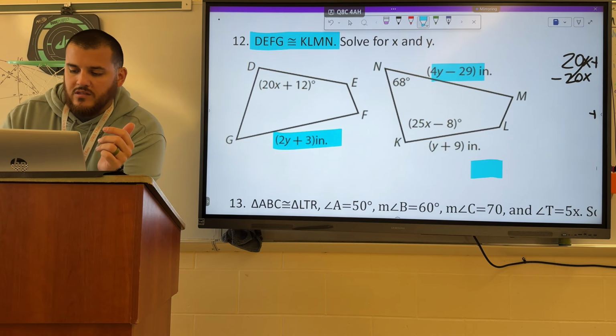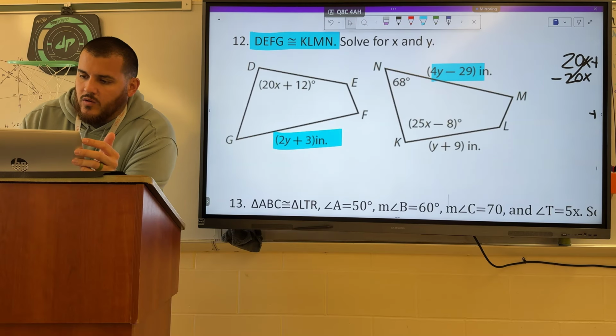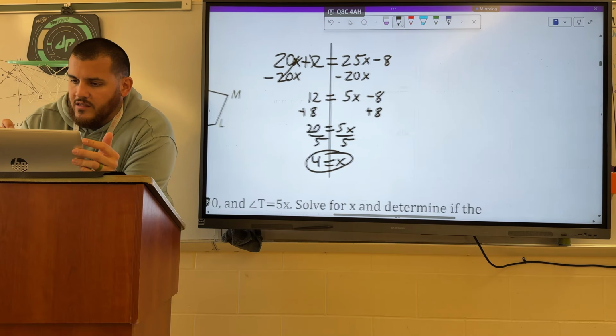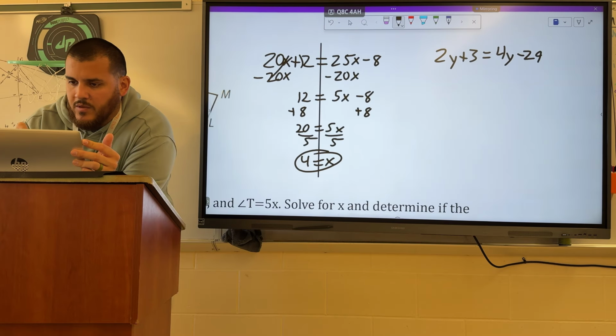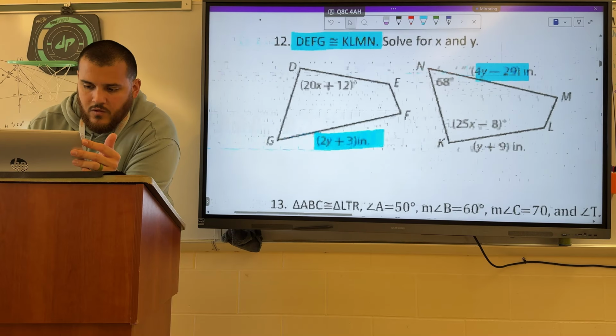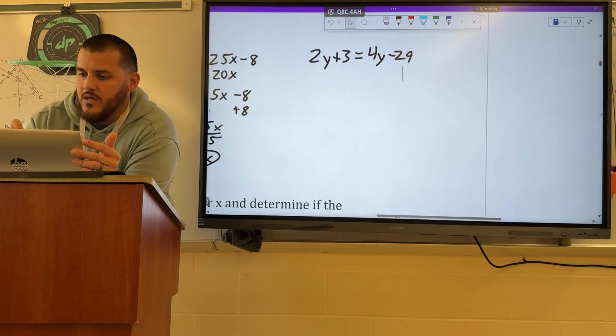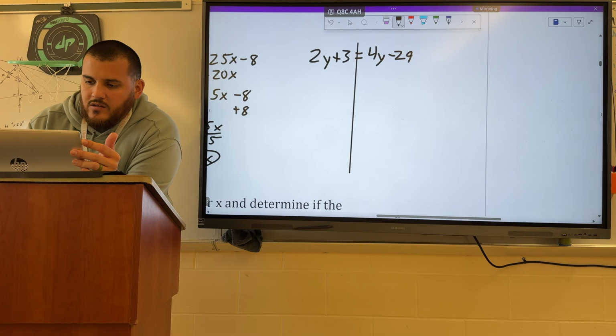So 2y plus 3 has to equal 4y minus 29. Let me make sure I didn't mess anything up there. 4y minus 29, 2y plus 3. Perfect. Doing our algebra now to solve.